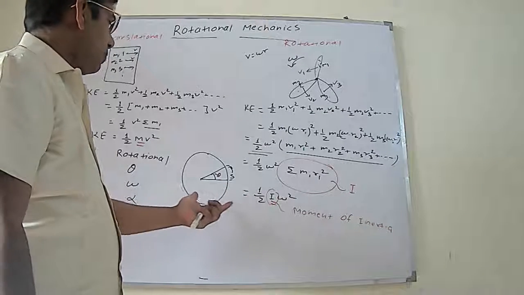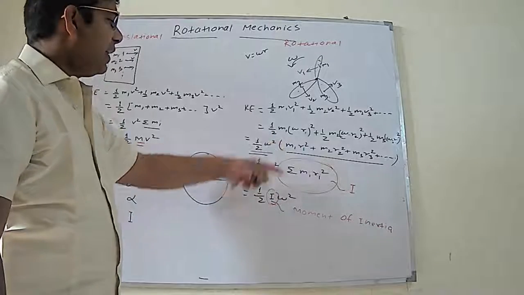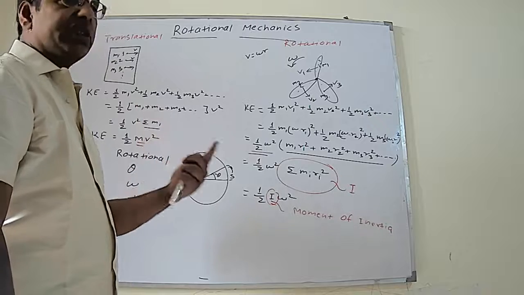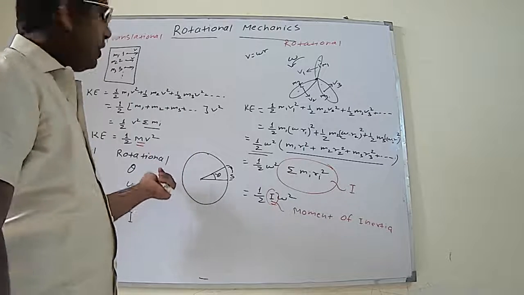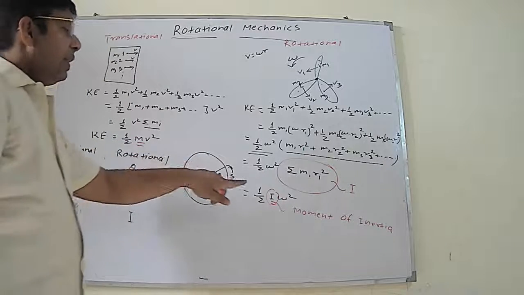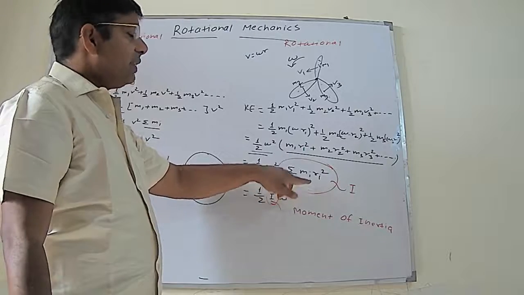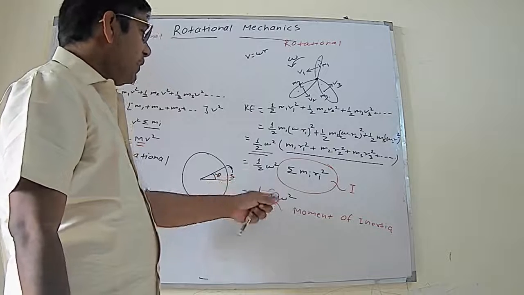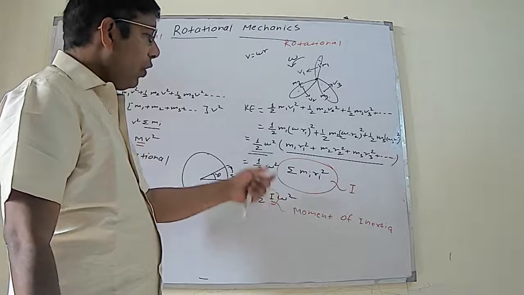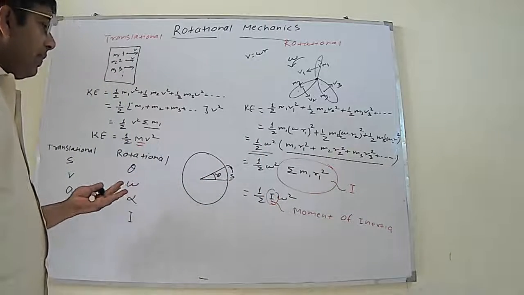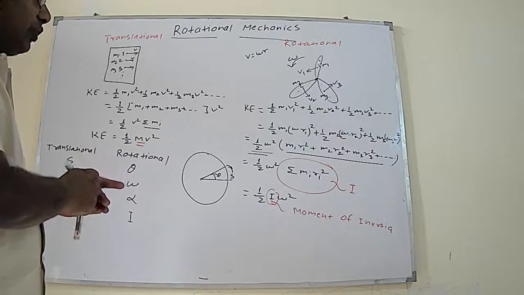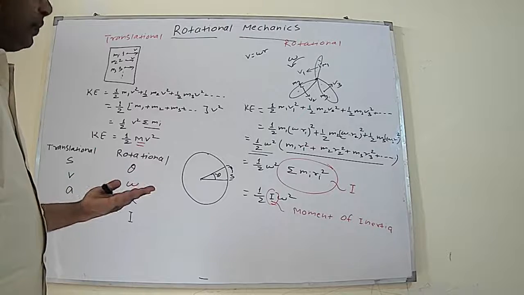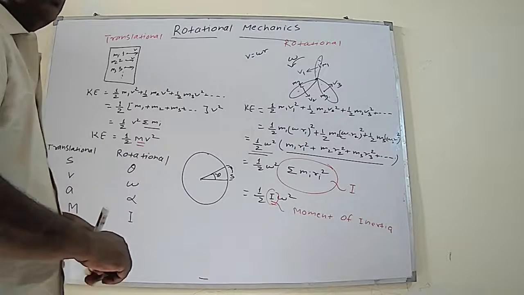It gives us information about how the mass is distributed along the rotational axis. It's not about only mass. Here it's only mass, but here it's the mass as well as how the mass is distributed along the rotational axis. So now we will go into the derivation. We will derive for a continuous body, and see how to find the moment of inertia for a continuous object.